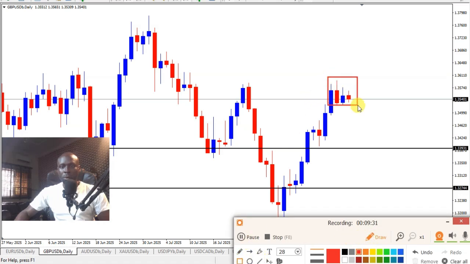So I'm currently on the pounds USD. I sold from this level, so I still expect more sell. My first target is this next support level, and my second target is this other support level. So we expect pounds USD to sell more this week. So look out for more selling opportunity on the pounds USD to this next support level this coming week.